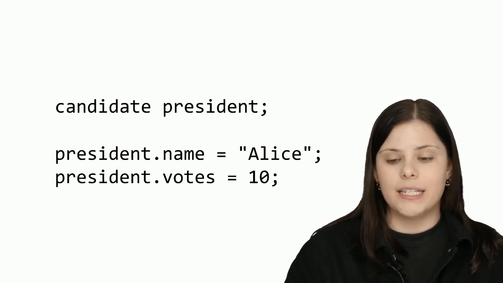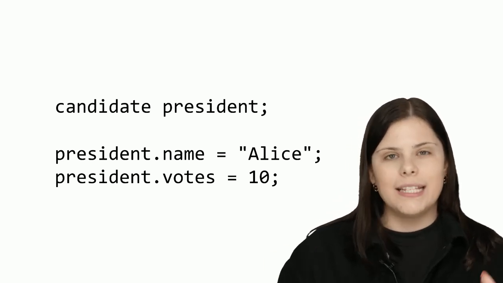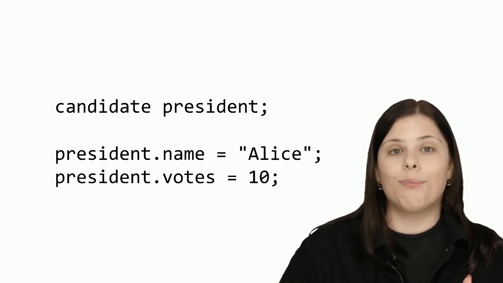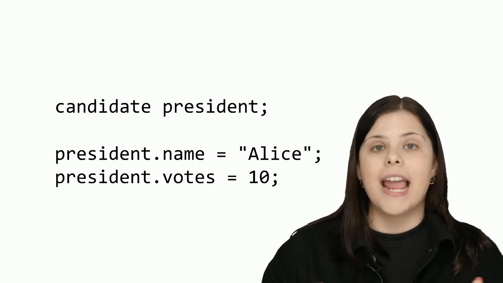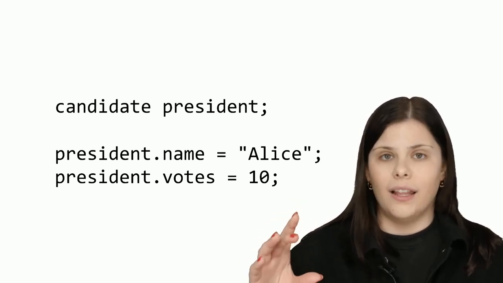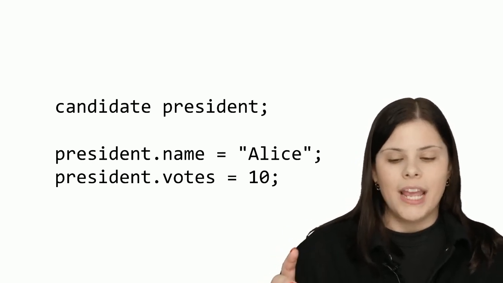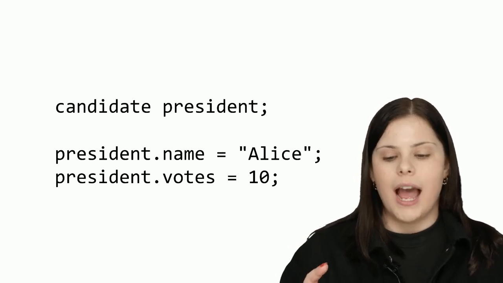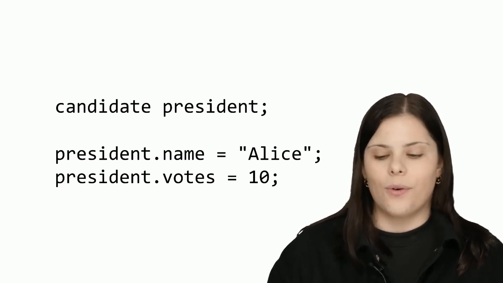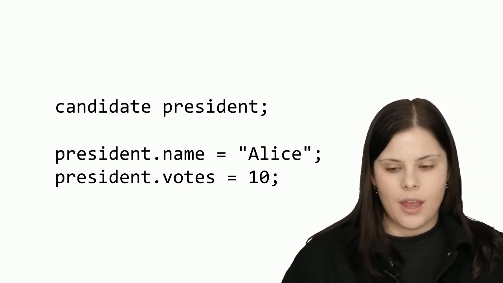So let's consider this. For example, if our president's name is Alice, the way that we access those specific attributes is by using this dot notation. So by saying president.name, I can access the specific cell corresponding to the name attribute where I'm going to store name Alice. And then similar for votes. I'm going to access it by saying president.votes and putting 10 or any other number in here. Okay.